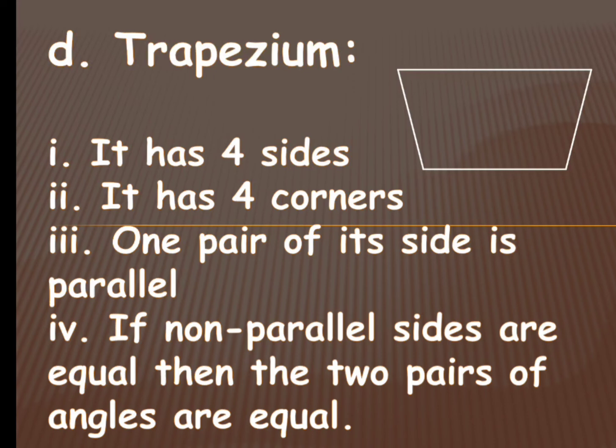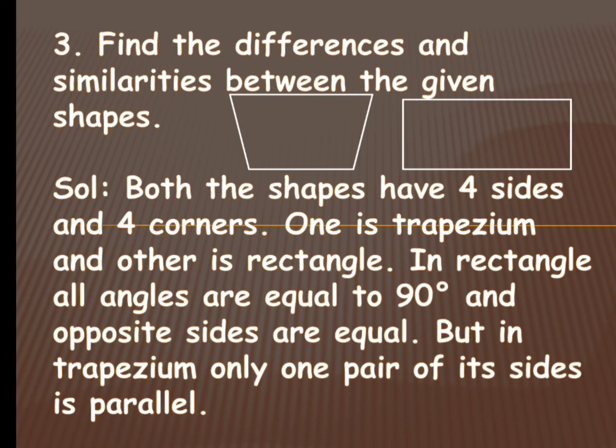So write these in your classwork, children, and there might be questions like find the difference between the given shapes. So here they have given one trapezium and a rectangle, isn't it, children? So what are the similarities? Both have four sides, both have four corners. If you see the trapezium, children, it has only one pair of parallel lines. The other pair is intersecting lines, isn't it? And coming to a rectangle, opposite sides are parallel and equal, and also the angle measure is 90 degrees, isn't it, children? So that's the difference between a trapezium and a rectangle.